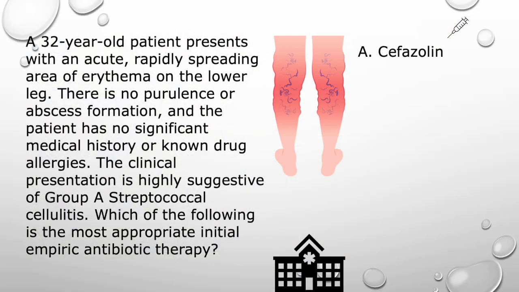If you picked A, cefazolin, you are correct. So we know that group A strep is usually sensitive to beta-lactam antibiotics, making cefazolin an appropriate choice for empiric therapy in a patient with non-purulent cellulitis. Vancomycin, clindamycin, linezolid, and daptomycin are the alternatives that might be considered in cases where MRSA is suspected, if the patient had a beta-lactam allergy, or in severe systemic infections.